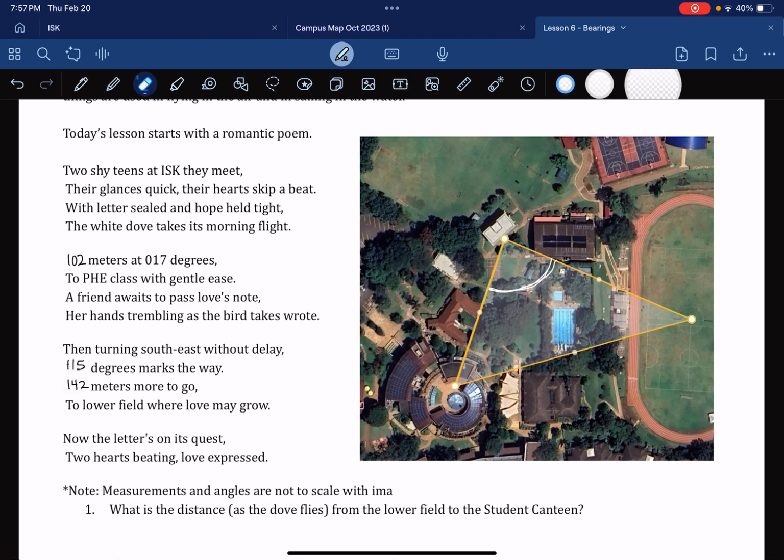Let me erase that real quick. We're going to take the information that was given to us in this poem, and we're going to apply it to the triangle. Why did that thing show back? Let's go. So 102 meters at 17 degrees. Since the dove started at the student canteen, I like to create this little cardinal direction every time it gives me a bearing, because I know that then I need to start from north.